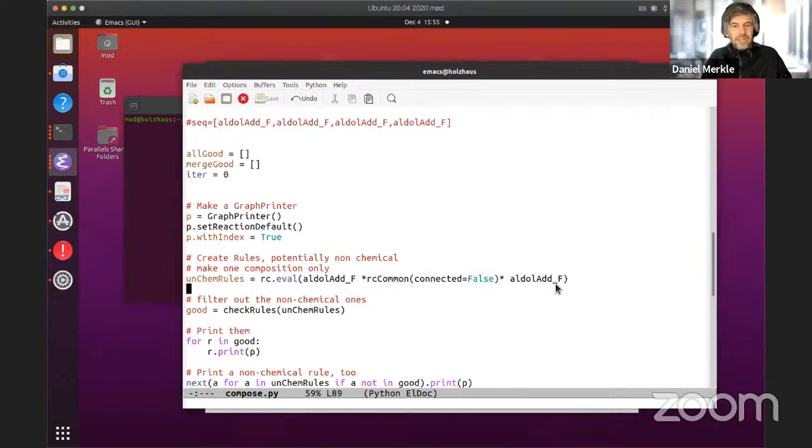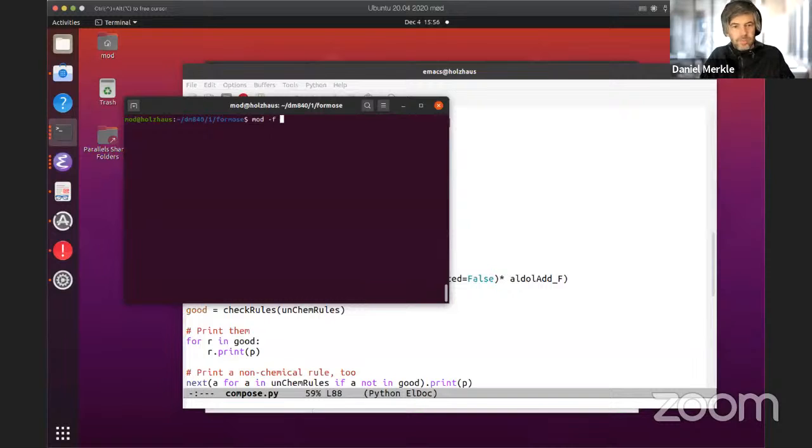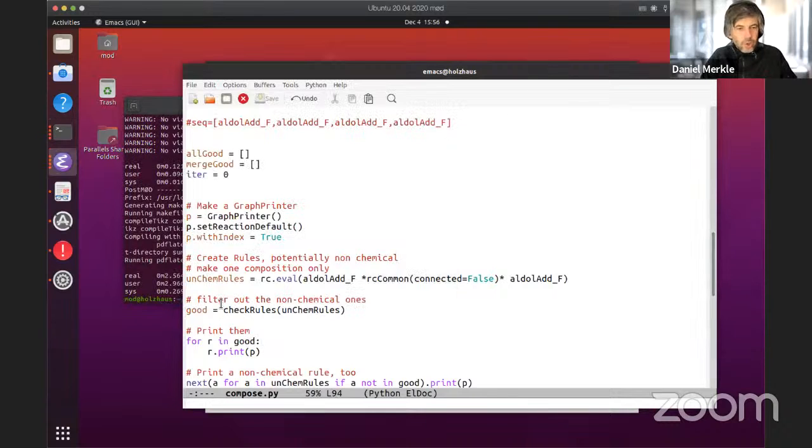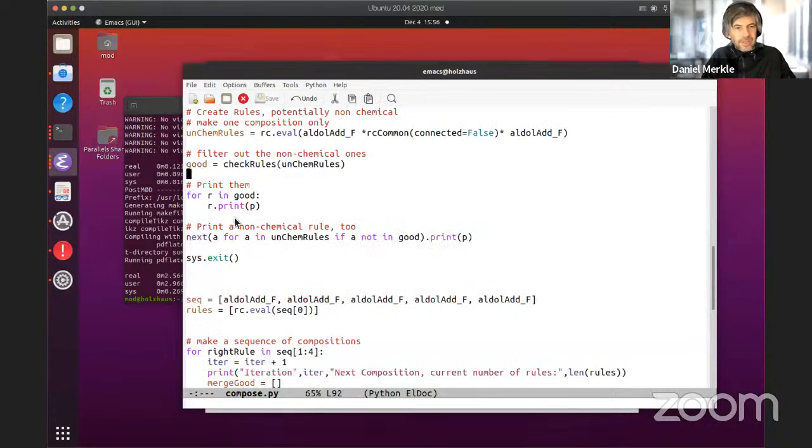You just say Aldol addition composed, and you see here I use the most common combination operation, the composition operator, which is of course also leading to non-chemical results due to the things that Jakob showed you. But nevertheless, I just want to show you what happens if you use this most generic one and you compose. I print one good rule here, and then I also print one non-chemical rule.